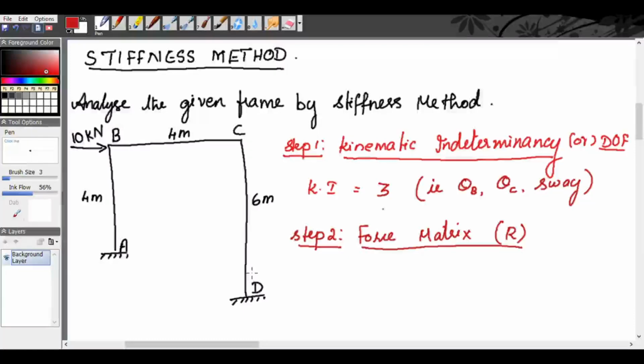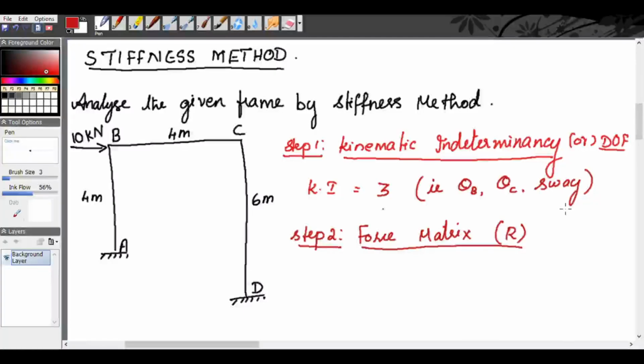That is, forces corresponding to theta B, that is moment at B; force responsible for theta C, that is moment at C; and the sway, that is the force acting at B. So these are the three external loads and moments responsible for your force matrix.